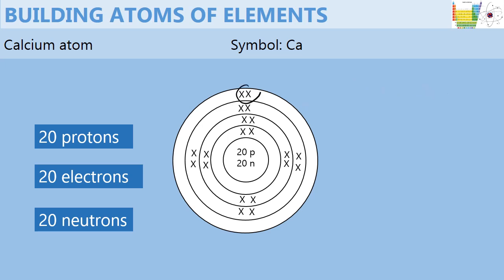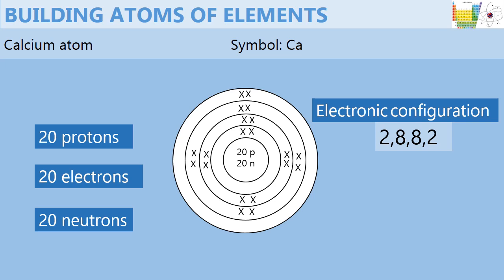And that is why we represent them here. Can you guess the electronic configuration of calcium? If you said 2,8,8,2, you are right.